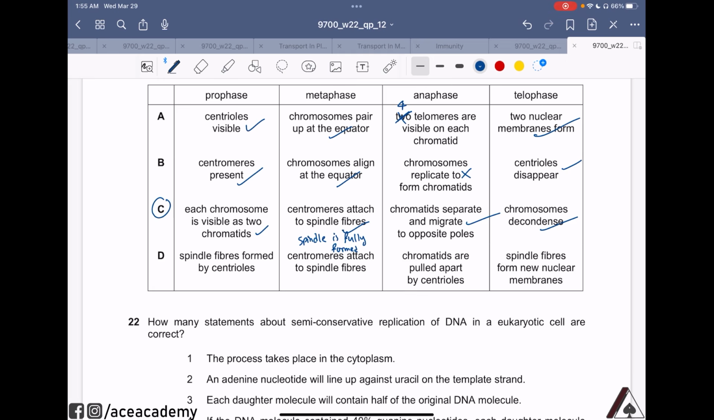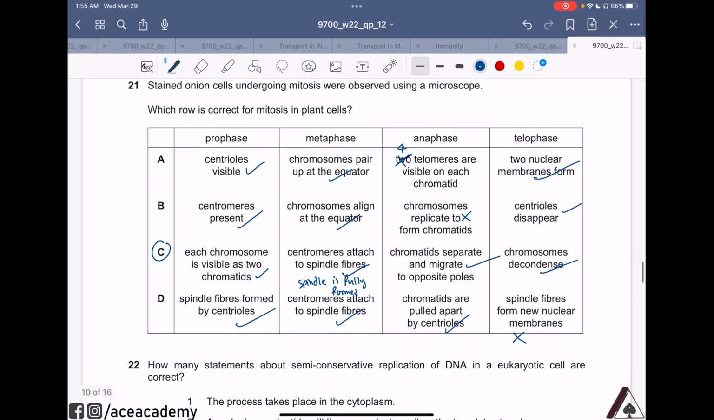Then D. Prophase, spindle fibers formed by centrioles, correct. Metaphase, centromeres attached to spindle fibers. Anaphase, chromatids are pulled apart by centrioles, correct. Telophase, spindle fibers form new nuclear membranes. No, spindle fibers do not make new nuclear membranes. So D is incorrect, which gives us C as the only correct option.